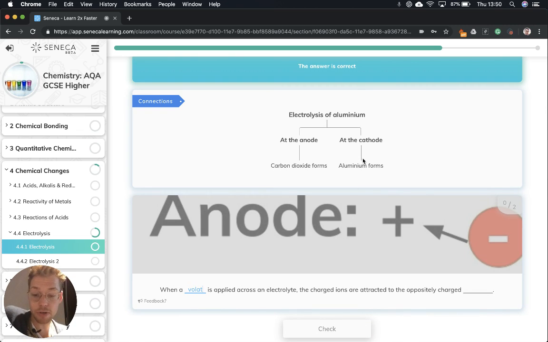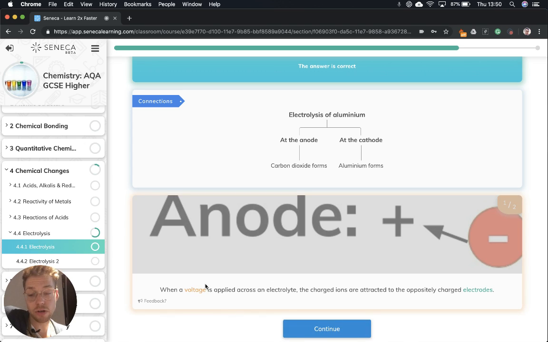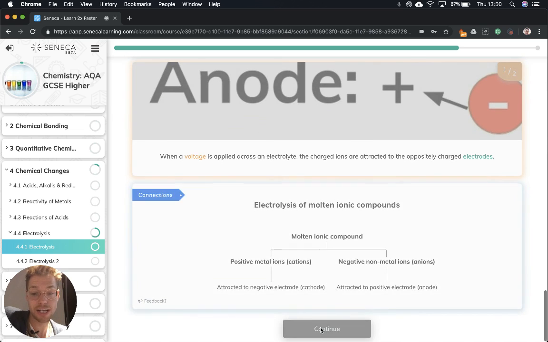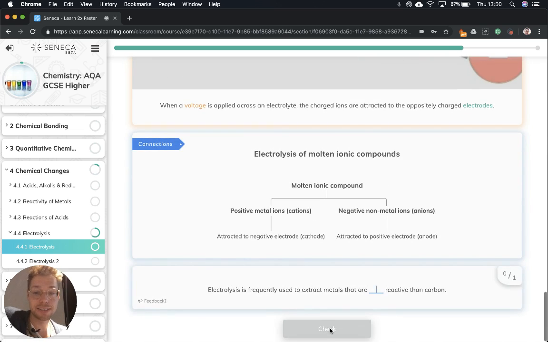So to recap, when a voltage is applied across an electrolyte, the charged ions are attracted to the oppositely charged electrode. So voltage, make sure you spell it correctly, is applied across an electrolyte. The charged ions are attracted to the oppositely charged electrode. Amazing.